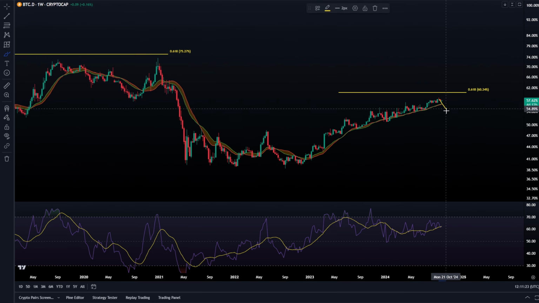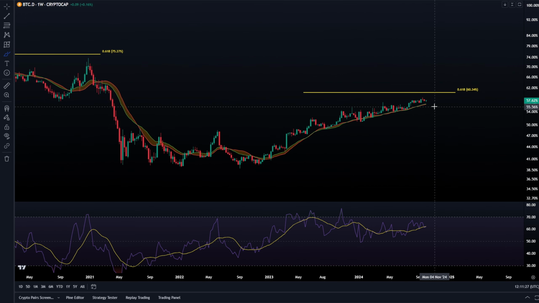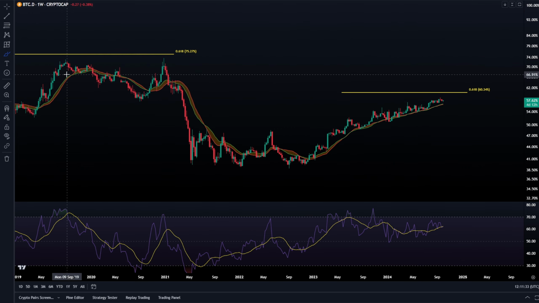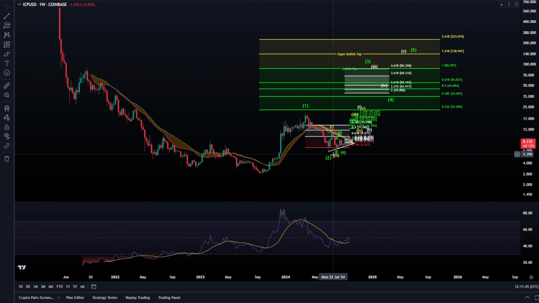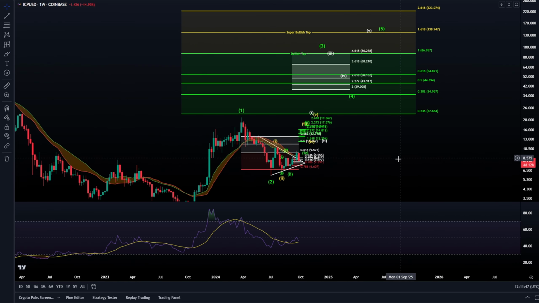So maybe we'll get an altcoin season in October. If we do not start breaking down on the Bitcoin dominance chart by, let's say, October 20th, then I think it's going to be very likely that we top on the Bitcoin dominance chart in December and not October. And does that mean that ICP will get another low in the second wave move down?